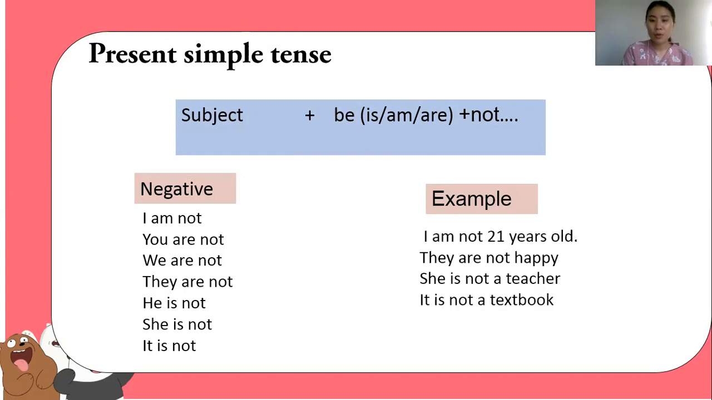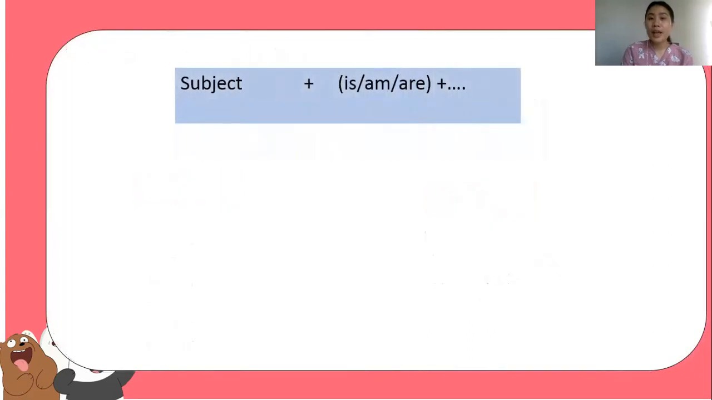Look at the example. I am not 21 years old. In the positive, the sentence is I am 21 years old. To make the negative form, you put not between am and the object. I am not 21 years old. They're not happy. They're not teachers. It is not a textbook. Okay. And then we move to the second form of present simple tense.